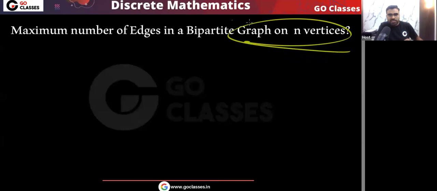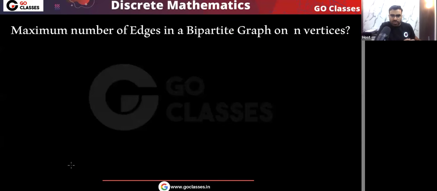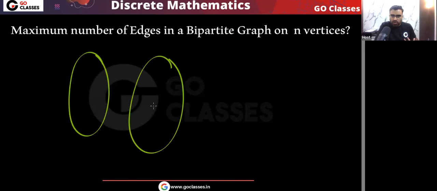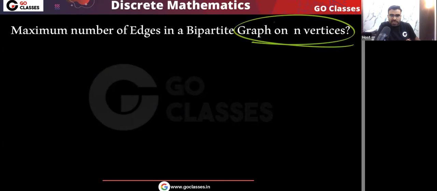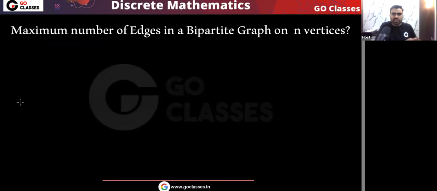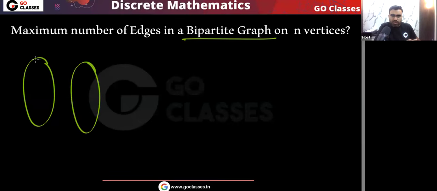So tell me, if you have n vertices, then what will be the answer? Maximum number of edges in a bipartite graph on n vertices. Again, you already know that we don't know in which part we have how many vertices. Ultimately, in the bipartite graph, we have a total of n vertices, and we want to find the maximum number of edges I can put. So let's see how to solve it. Very simple. I know that this is a bipartite graph, so definitely there will be two parts of the vertex set. So this is the partition of the vertices into two parts. Let me call it part A, let me call it part B.